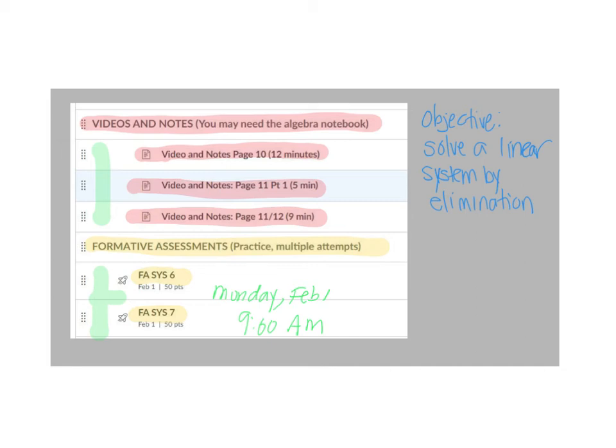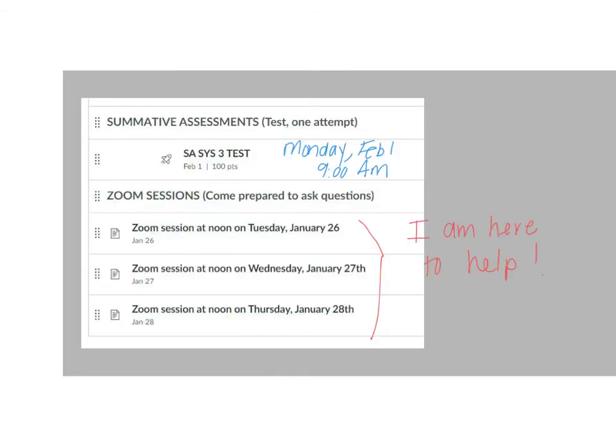And if you're not understanding, that's where you need to write down the problem number or the video, what problem on the video it was, and you need to come to a Zoom session and get some help. Notice that we have Zoom sessions on Tuesday, Wednesday, and Thursday, all of them at noon. You just need to come with your question. If you don't feel comfortable talking, Canvas message me your question ahead of time, or when you get there, type it into the chat.